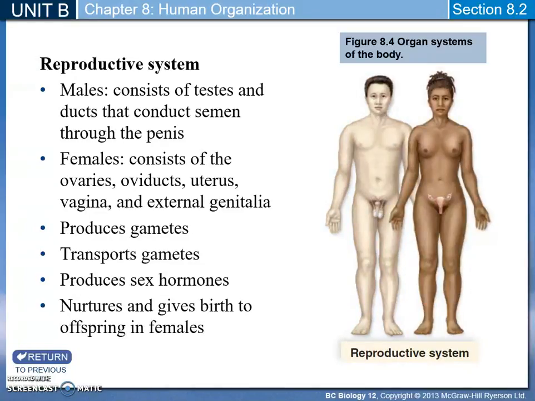The reproductive system then, in males, consists of the testes and the ducts that conduct semen through the penis, and in females consists of the ovaries, oviducts, uterus, vagina, and the external genitalia. It produces gametes and transports those gametes, produces the sex hormones, and then nurtures and gives birth to offspring in females. So this is a very, very brief overview of the different systems in the body.